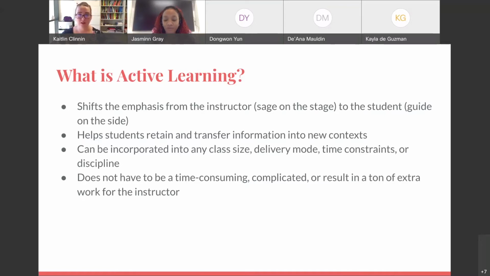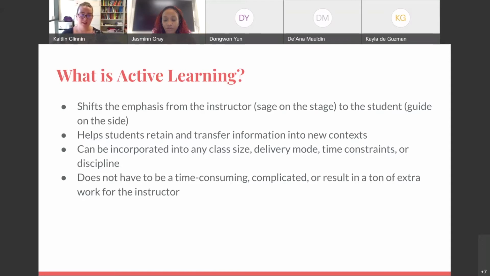You can also do active learning in any class size, whether you're teaching 10 students or 100 students or 1,000 students. You can do it in any delivery mode: face-to-face, remote synchronous, or completely online asynchronous. Typically active learning takes a little bit of time to set up, but you can do it in really low effort, low energy ways that just take 5 minutes or even 1 minute. Or you can have really elaborate setups that might take 90 minutes or more. And active learning can be used in any discipline.